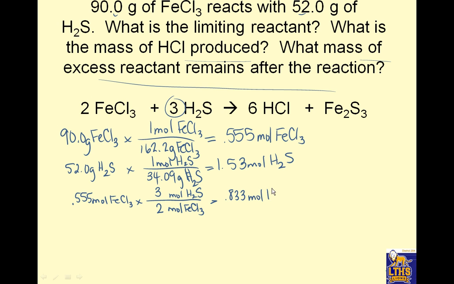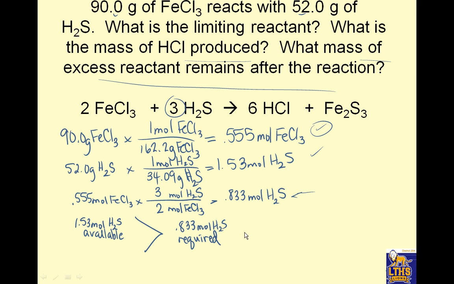0.833 moles of H2S. What does this mean, you're saying? Alright, so what it means is this is what I have available, and that's what I need. If all of this gets used up, I need that much. So let's write it out. I have 1.53 moles of H2S available. How do I know that? I changed the given grams into moles. I know that's greater than the 0.833 moles of H2S required. So I find out H2S is the limiting reactant.